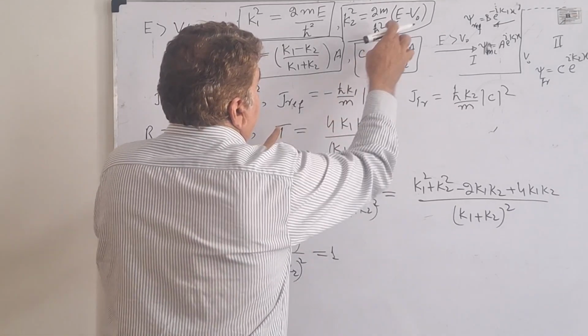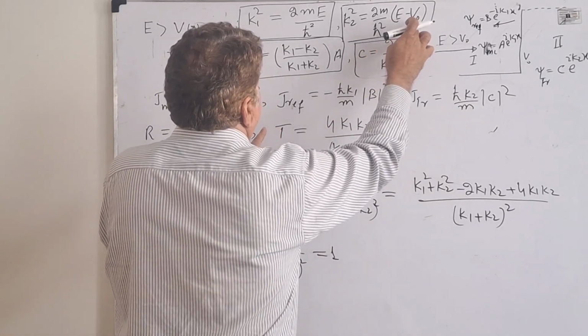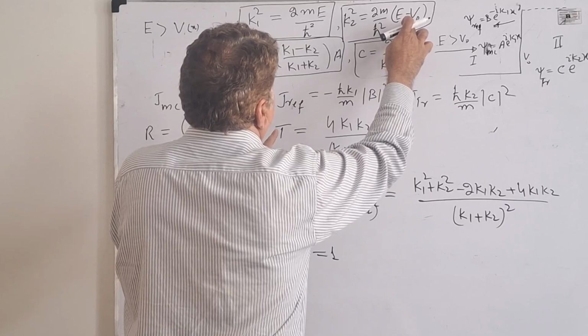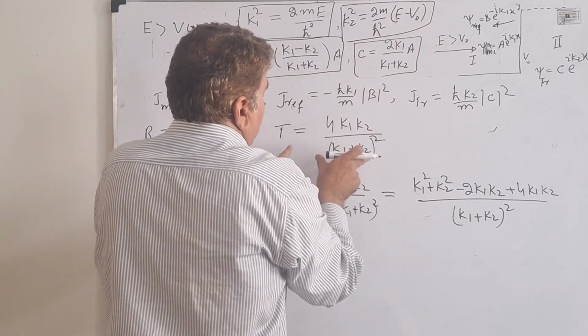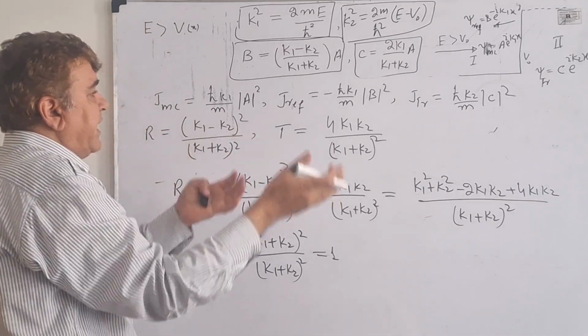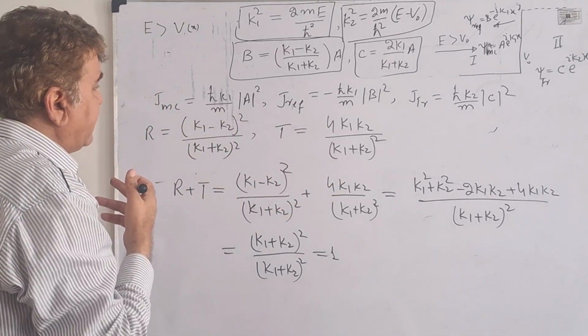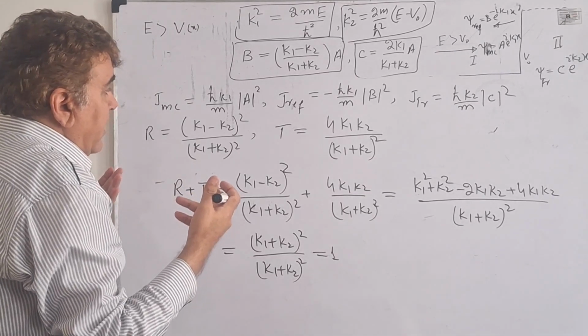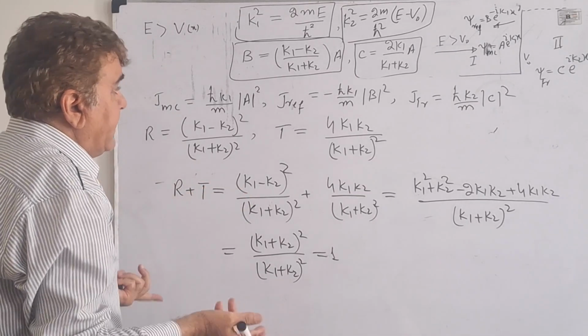So if the incident energy is exactly equal to the height of the potential step, then the transmission coefficient is 0 and the reflection coefficient is 1. That means everything is reflected, and that's what we have in the classical case.